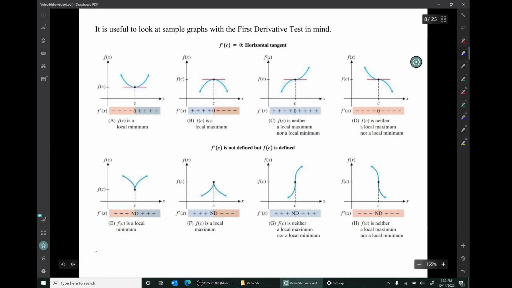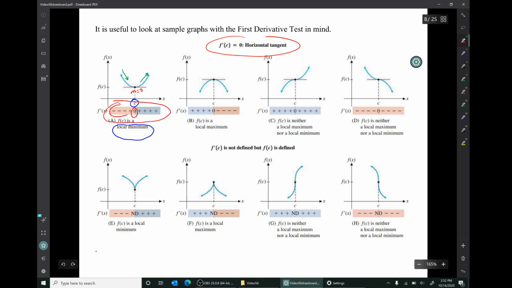Notice this function has a local min at x equals c because there is a horizontal tangent. So the first derivative is 0 right at that point. And the graph is decreasing to the left of x equals c. The graph of f of x is increasing to the right of x equals c. So that means the first derivative has this signature.